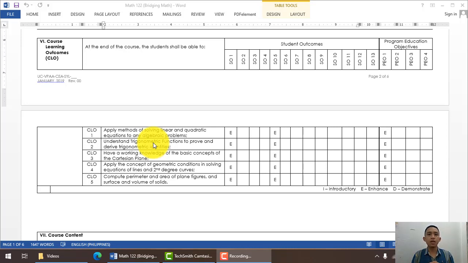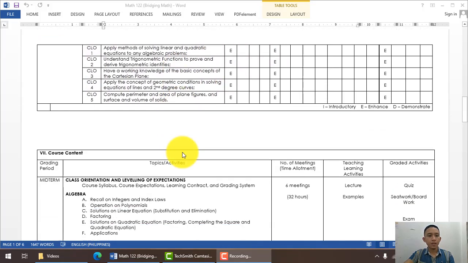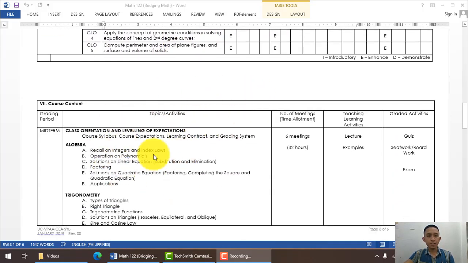Okay, so this is the basis of your grading. If you pass or if you fail, you should satisfy these 5 learning outcomes within the subject, the CLO 1 to CLO 5. Okay, so as you can see here. So this is now our topics. This is now the outline of our topics. So this is our course content.